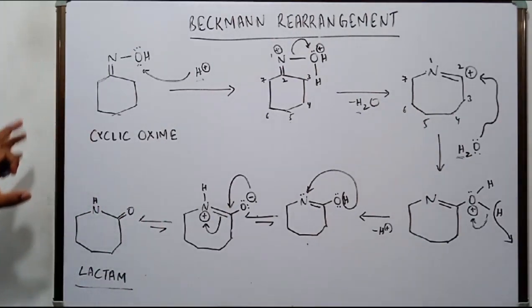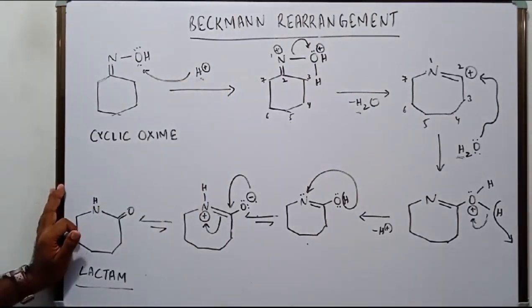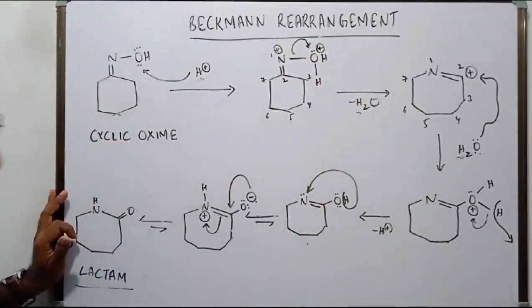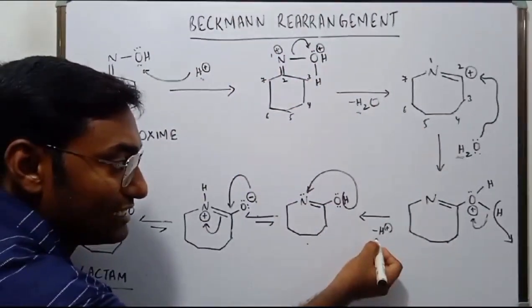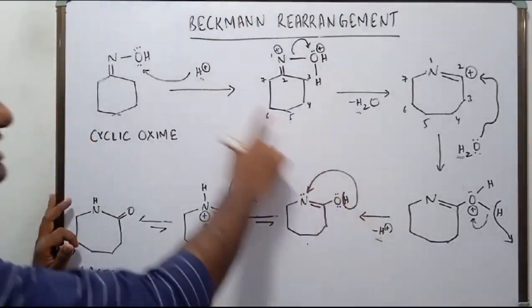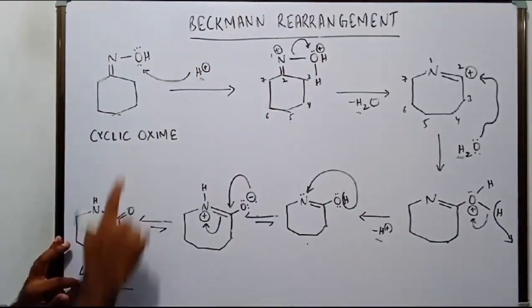There are three key movements here in the reaction. One is the reduction of electron density. The second is the rearrangement within the ring. And the third is the retainment of the catalyst. So the Beckmann rearrangement is the acid catalyzed rearrangement of a cyclic oxime to a lactam.